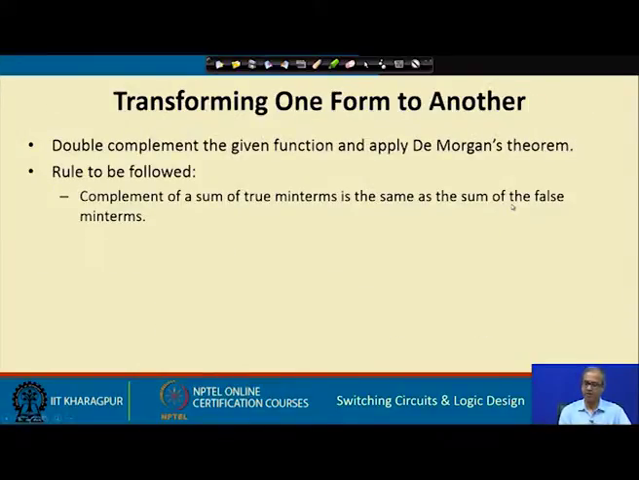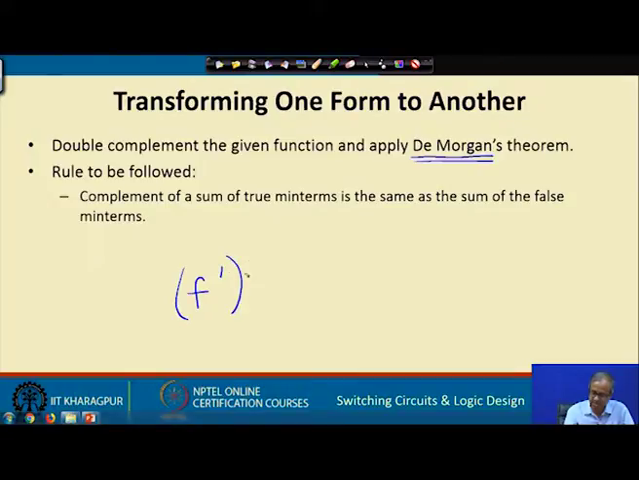Now, let us see how we can transform the forms from one to the other, sum of product to product of sum, or product of sum to sum of product. I shall show you one, the other one you can try out with examples. Here the idea is to repeatedly apply De Morgan's law, De Morgan's theorem. The idea is this: if you complement a given function twice, the function value remains the same.